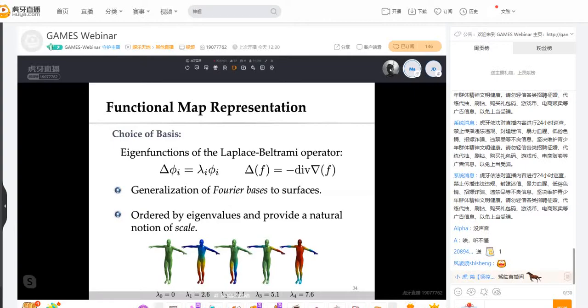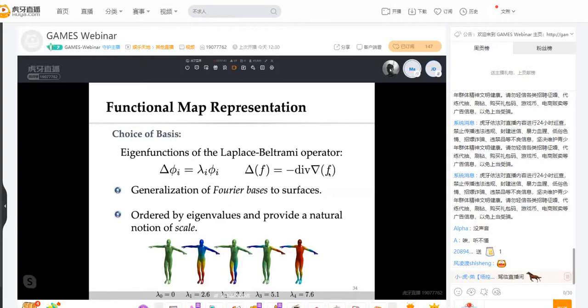These are defined as solutions to this eigenvalue problem, where you have some operator delta that acts on a function, and we're looking for functions such that delta phi_i equals lambda_i phi_i, where lambda_i is a scalar. The Laplace-Beltrami operator is basically a generalization of the standard Laplacian from the Euclidean domain, the sum of the second partial derivatives, and it can also be defined as minus the divergence of the gradient.